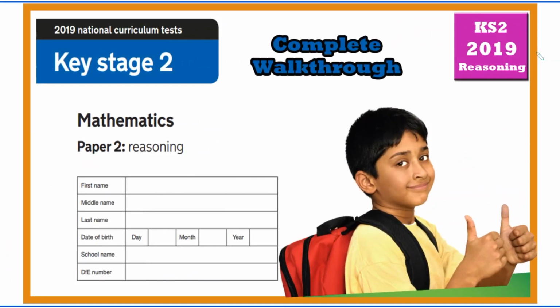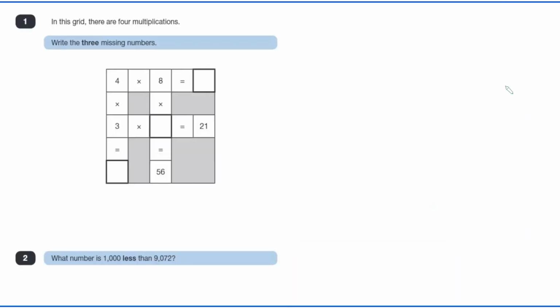Hi everyone, we are going to look at the 2019 Paper 2 Reasoning. Question number 1. In this grid, there are 4 multiplications. Write the 3 missing numbers. You can see clearly 4 times 8 is 32. So you can write 4 times 8 is 32. Now 4 times 3 is 12. And now 21 here and 3 here.